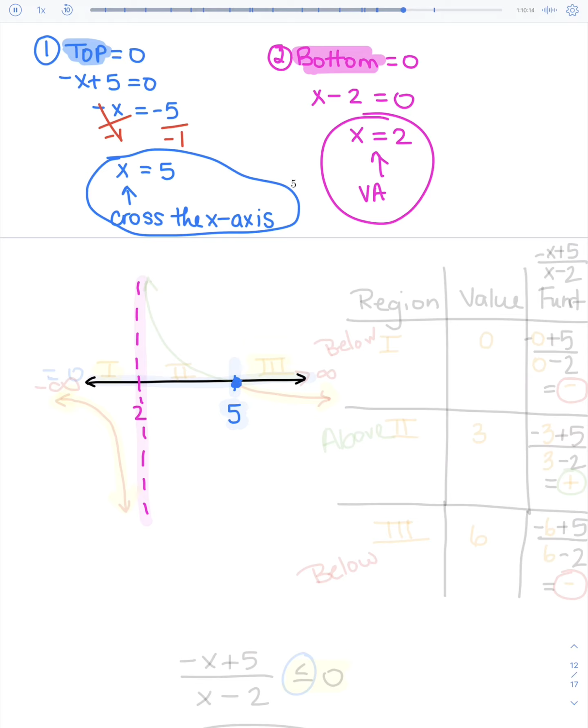Now what this does is, again, automatically break this up into regions. We have a first region, which is anything before our asymptote, a second region, which is between our asymptote and our point, and a third region, which is everything that's happening after our point. So the next thing that we want to do is take one value from each region and plug it into our function to see what happens.